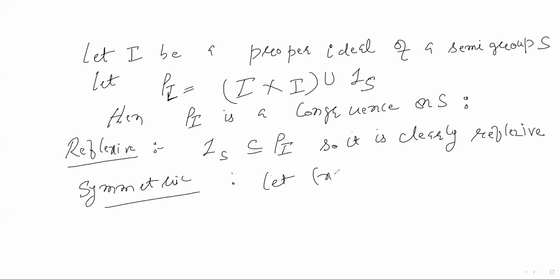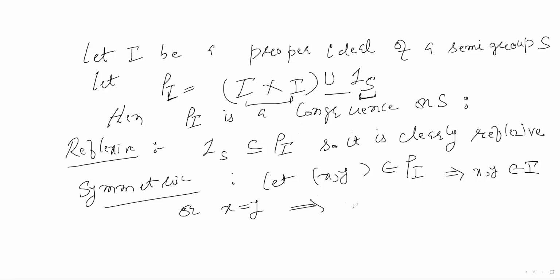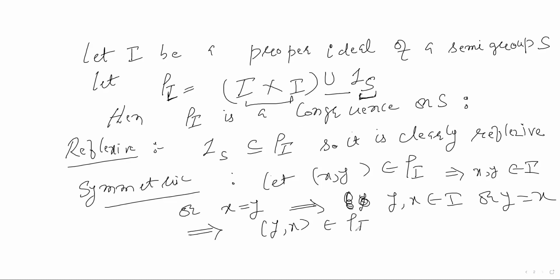It is clearly reflexive. Now symmetric. So let x comma y belong to rho I. So by definition of rho I, since rho I is I cross I union identity relation on S, either x comma y belongs to I cross I, or x is equal to y, which implies that y comma x belongs to I cross I, or you can say y is equal to x. And this is nothing but it says that y comma x belongs to rho I. So it is symmetric.